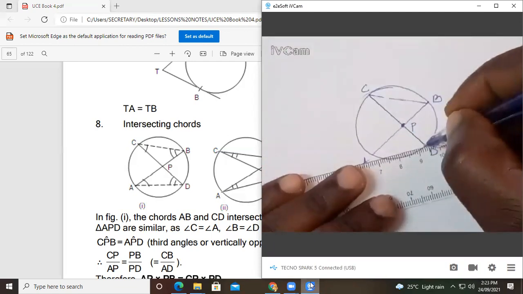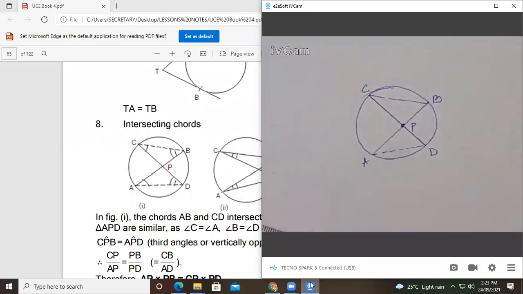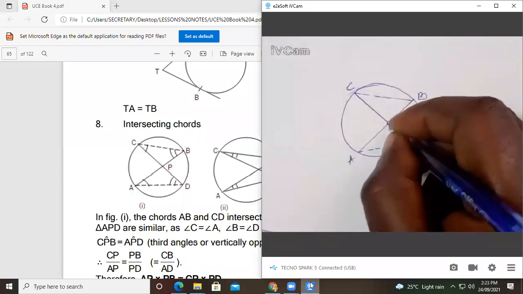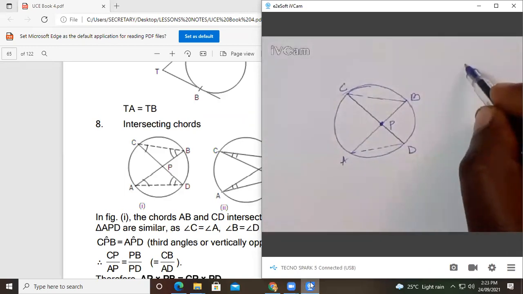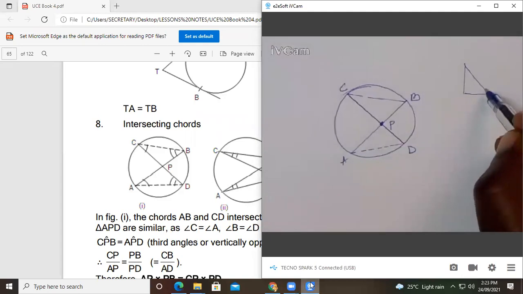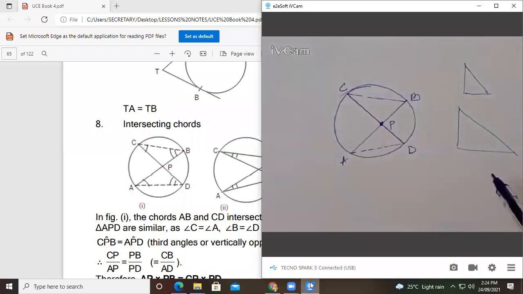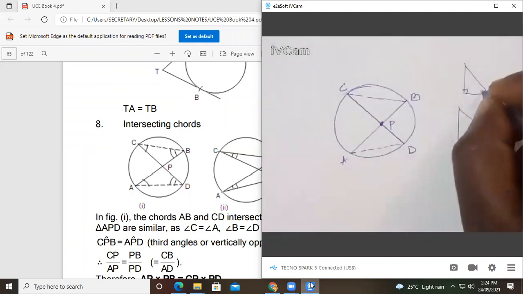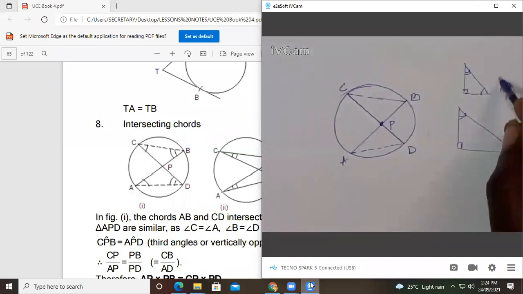Members, have you understood what we mean by triangles being similar? Yes, teacher. I can elaborate more if you have doubt. But what you should know is that if any triangle is similar to another, you can have a small triangle and you can have a bigger triangle. These triangles are similar because they have the same angles. That's what we call similarity.